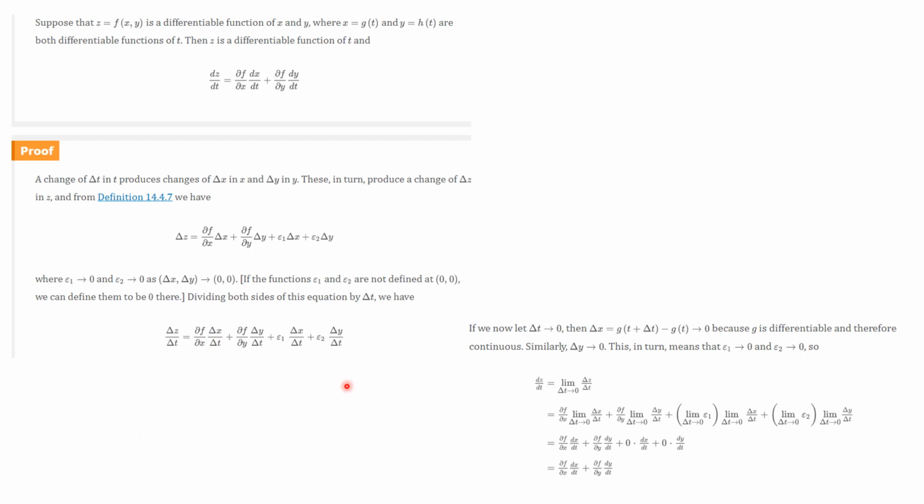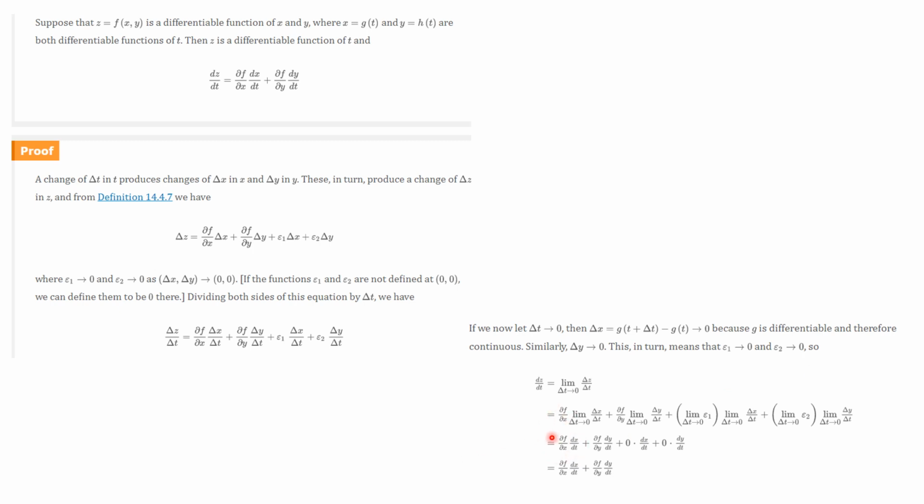getting this. Now notice that when we take delta x over delta t and delta y over delta t, in the limit those are going to be equal to 0. So now we let the limit delta t go to 0. And we are using the fact that delta x is equal to g of t plus delta t minus g of t, and that goes to 0 because g is differentiable and therefore continuous, and similarly delta y goes to 0. So this in turn means that epsilon 1 goes to 0 and epsilon 2 goes to 0.